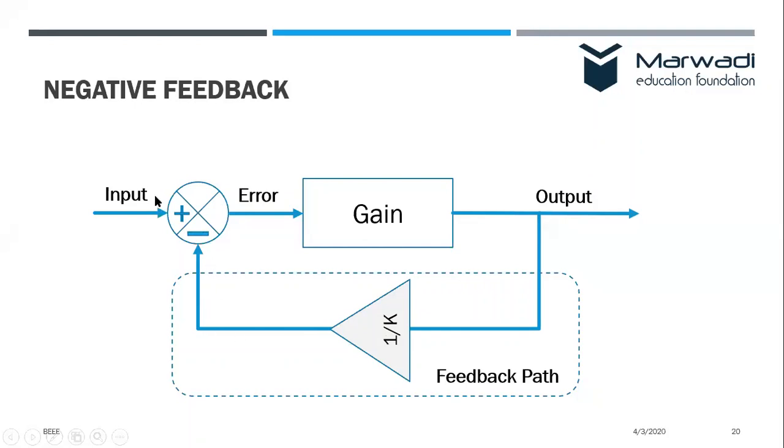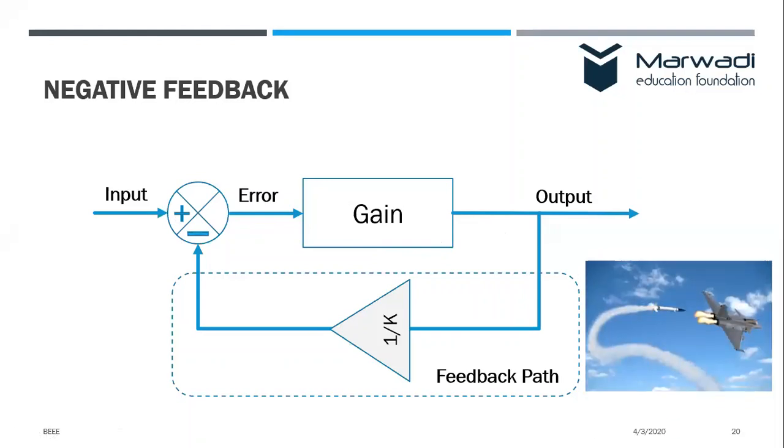And based on the input and the feedback, we have an error. That error will be multiplied by some kind of gain. As I said, it is going to be a gain of a closed loop, right? So then from this gain, we will get some output. Let us understand by a simple example.